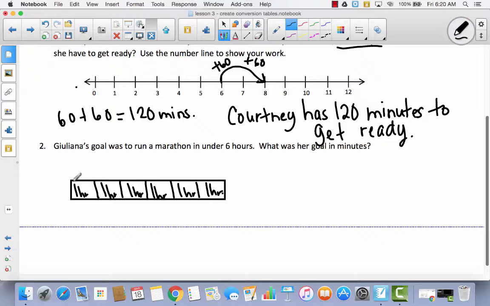All right, so altogether, we have 6 hours. And I want to know how many minutes that is. So my rule is to go from hours to minutes, I take 6 times how many minutes are in an hour. There are 60. I would have 60 6 times. So 60 times 6 is equal to how many minutes?